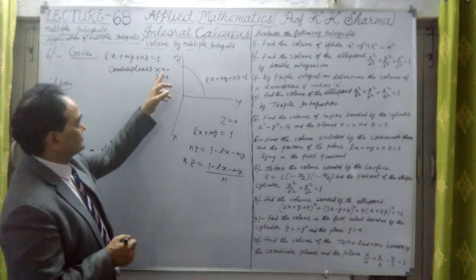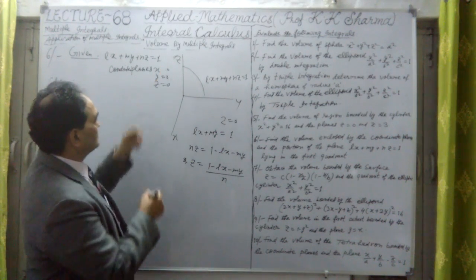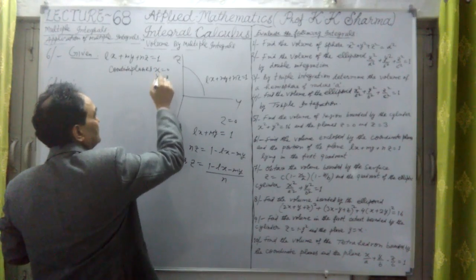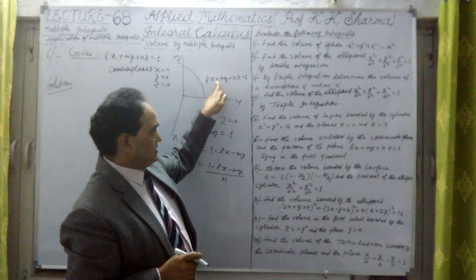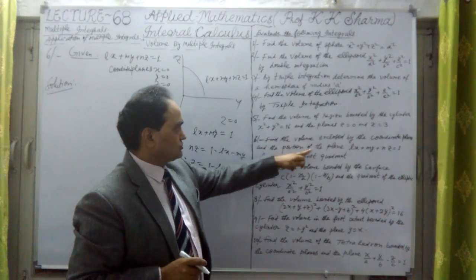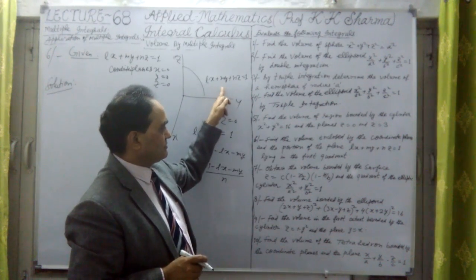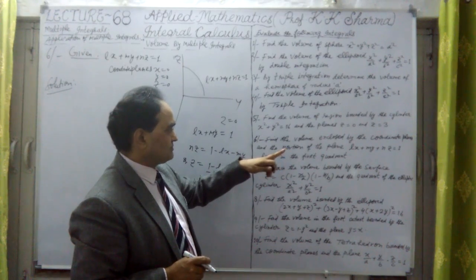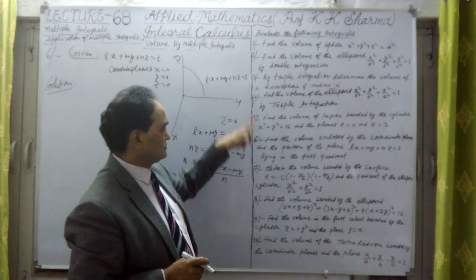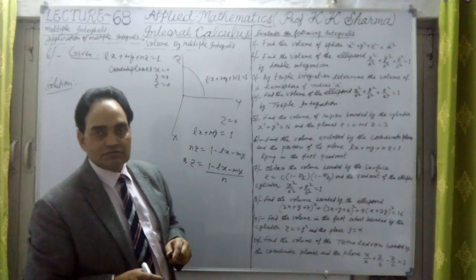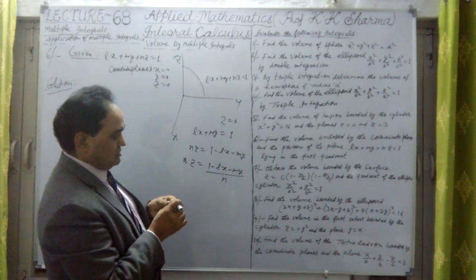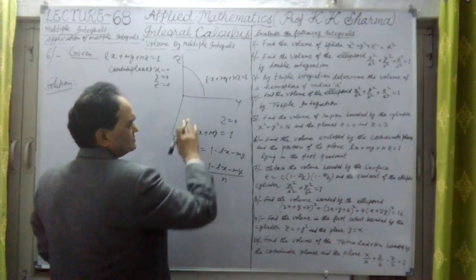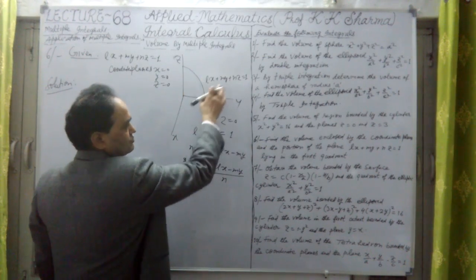Coordinate planes are x equal to 0, y equal to 0, z equal to 0, and the portion of the plane Lx plus My plus Nz equal to 1 lying in the first quadrant. Now in the first quadrant it is lying. So let me take some portion of this, the quadrant of this portion.